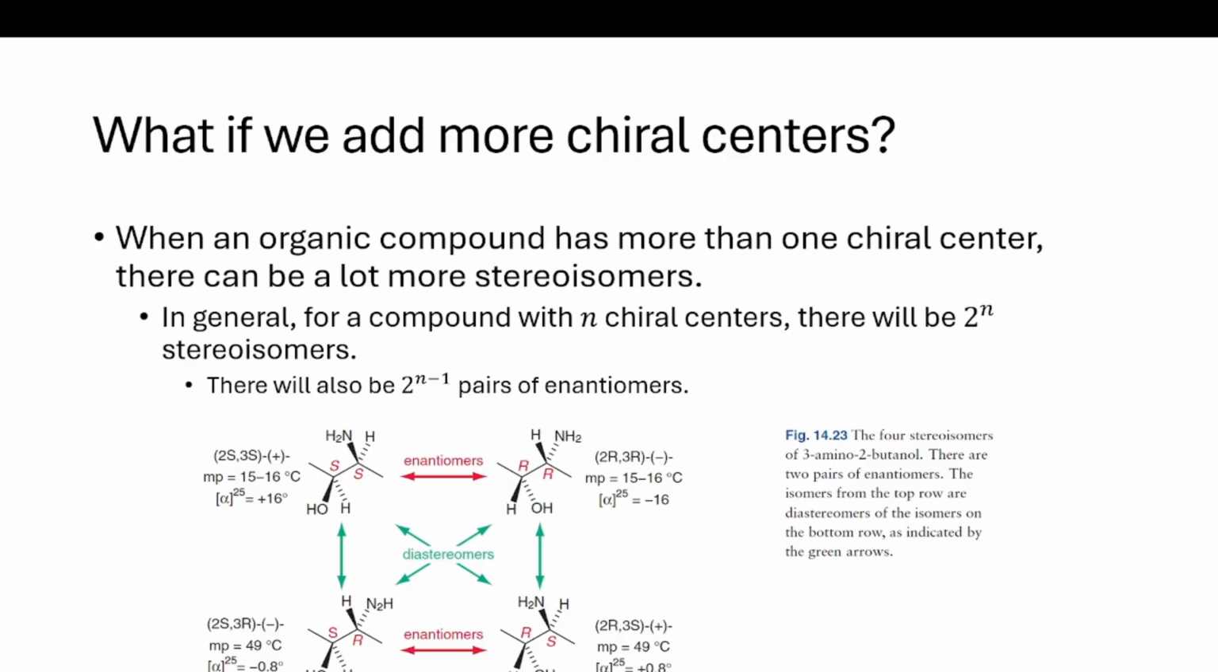Now, we only considered compounds that have one chiral center. But what if we add more? Well, if we add more chiral centers, we'll get a lot more stereoisomers. And in general, you can mathematically calculate how many stereoisomers there are using this formula. For a compound with n chiral centers, there will be 2 to the power of n stereoisomers. In addition, we will also get 2 to the power of n minus 1 pairs of enantiomers because of that. So we can see in this compound, 3-amino-2-butanol, we have 2 chiral centers.